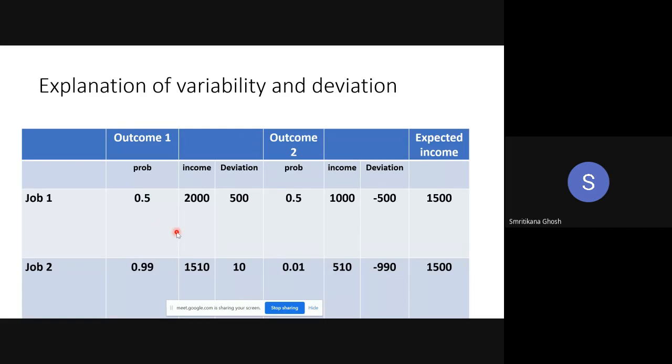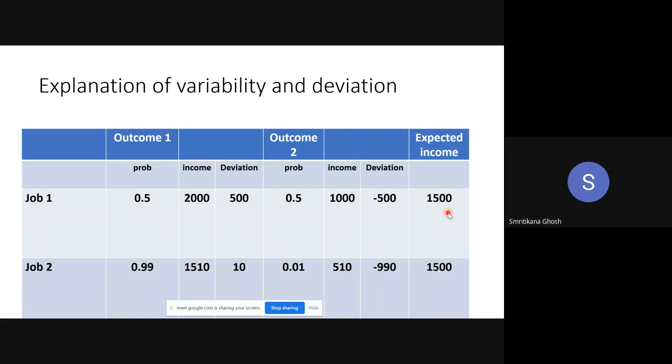The first job is a simple target-oriented job. It is unbiased in nature. If you achieve your target, your income will be 2,000, and the chance of achieving the target is 50%. If you cannot achieve, then your income will be 1000, and the chance of not achieving the target is also 0.5. So it's a 50-50 chance. If you find the expected income, 0.5 into 2000 plus 0.5 into 1000, you can do that at home, the expected income will be 1500.